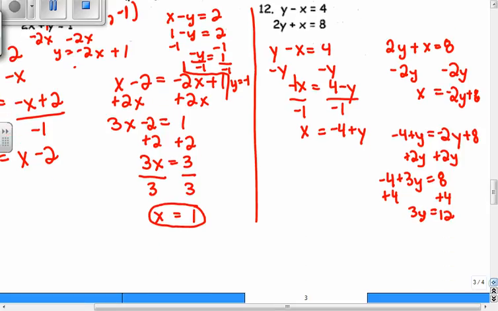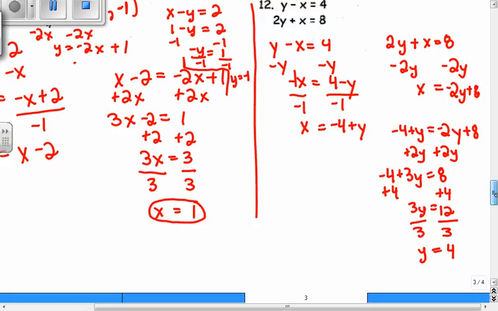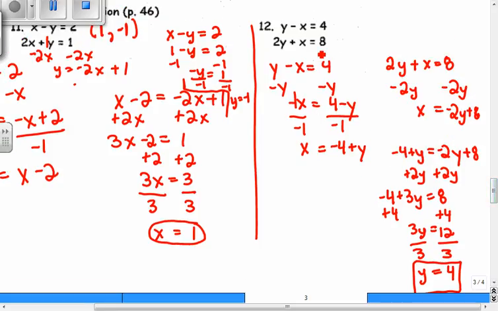3y is really 3 times y. So we're going to divide both sides by 3 to undo that. y equals 4. So now we take what we got for y, and we plug it into one of our equations to get x. Remember, we always go to an original equation because in case we made a mistake here, we would find out. So we have y minus x equals 4. y is 4, so 4 minus x equals 4.